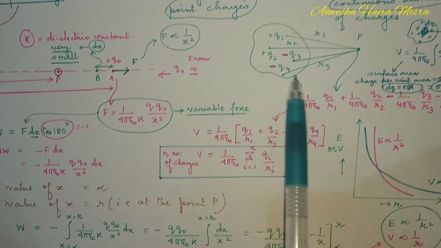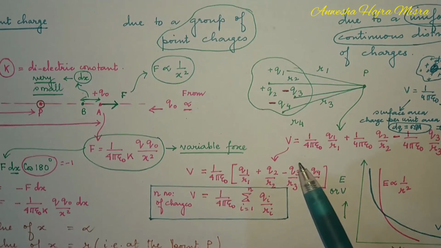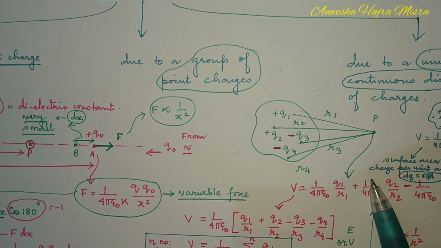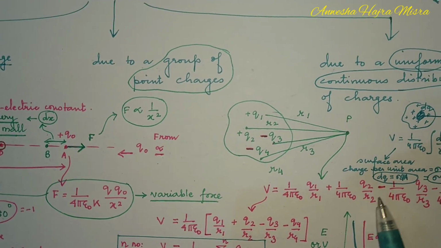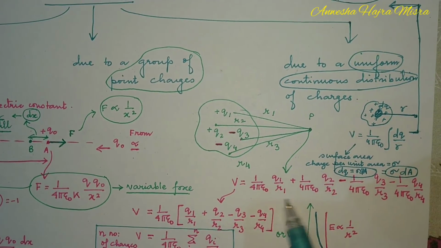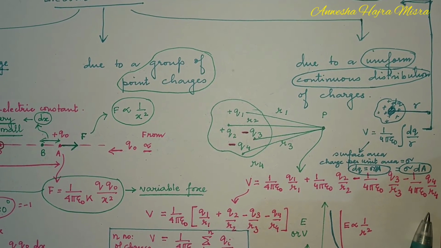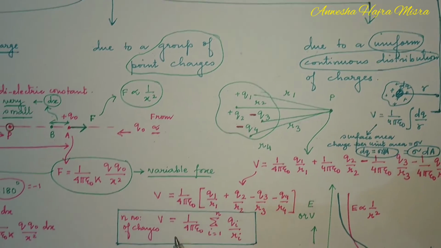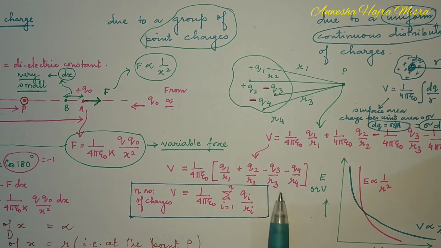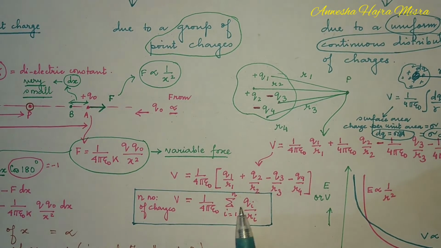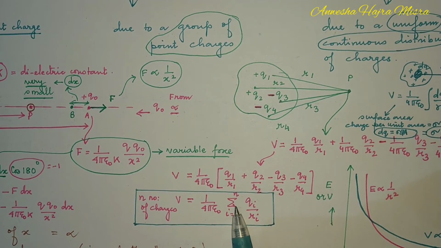If there are a number of charges, potential is 1 by 4 pi epsilon naught q1 by r1 plus 1 by 4 pi epsilon naught q2 by r2, and it will continue, because potential is a scalar quantity. If there are n number of discrete charges, then you go on adding, giving the correct sign of the charge as plus or minus.